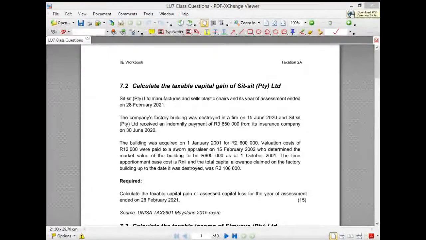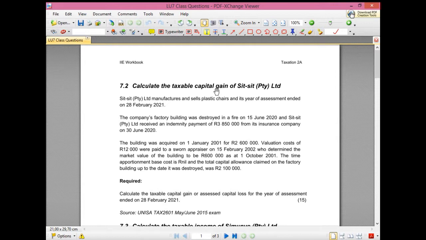Okay, so now we're going to look at question 7.2. So I want you to take out your workbook and then we'll work through the information that they've given you. I want you to make notes as we go through it so that you can see how you're supposed to answer this when you get a test or an exam.